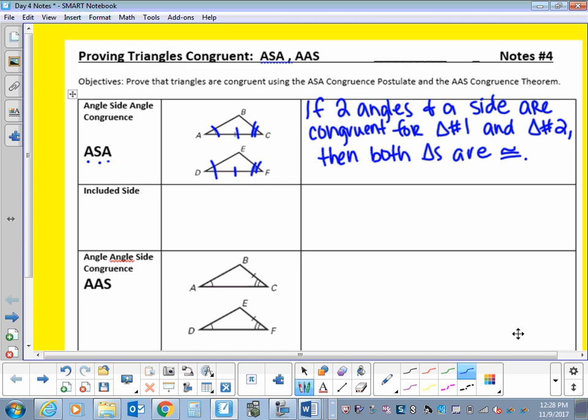If two angles and a side, this is an and symbol. I'll make it better. Oh no, I know that's and. It's after congruent. Congruent for triangle number 1 and triangle number 2, then both triangles are congruent.